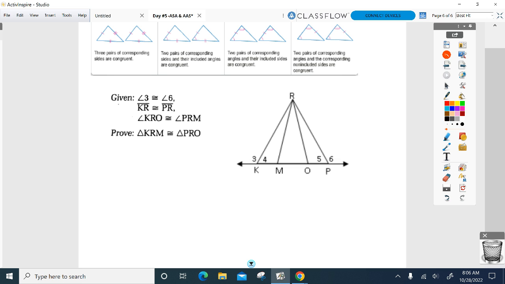What are you trying to do right now? Start off by saying, hey, in those givens, did I provide any corresponding congruent parts? Let me know if you think you got something. Yes, this is tough. So we can subtract. Yeah, you gotta do KRO minus MRF.